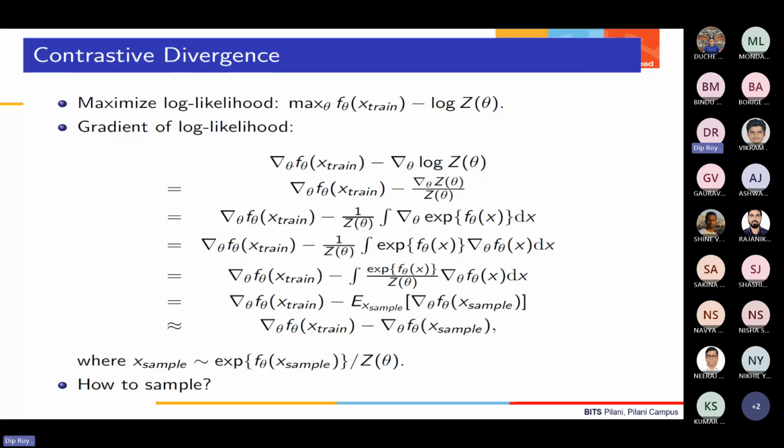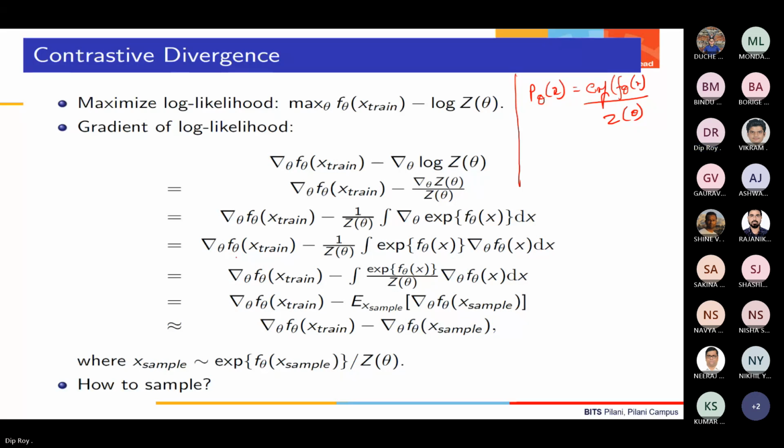So what are we doing here? My model was essentially this: P of theta x is equal to exponential of f theta x divided by Z theta. This is my model.